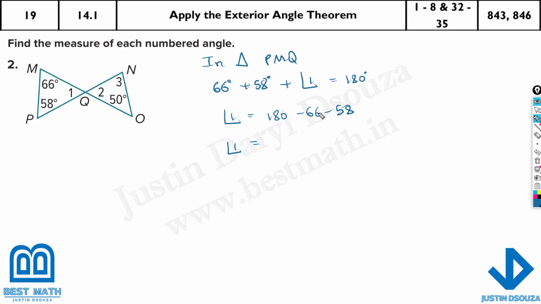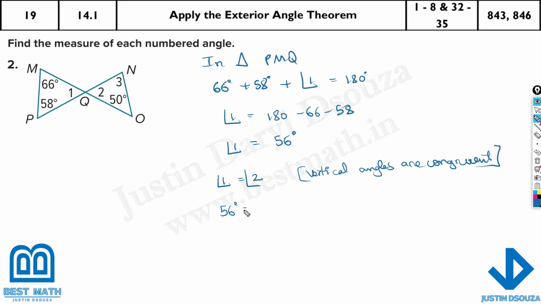So what is 66 and 58? It will be 124. It's 180 minus 124. That will be 56 degrees. Just use a calculator over here. And then after this, you can write measure of angle 1 is equal to measure of angle 2. Why? Vertically opposite angles, vertical angles are congruent, they're equal. Or you can just write vertical angles, that's it. So measure of angle 1, 56 degrees, is equal to measure of angle 2.